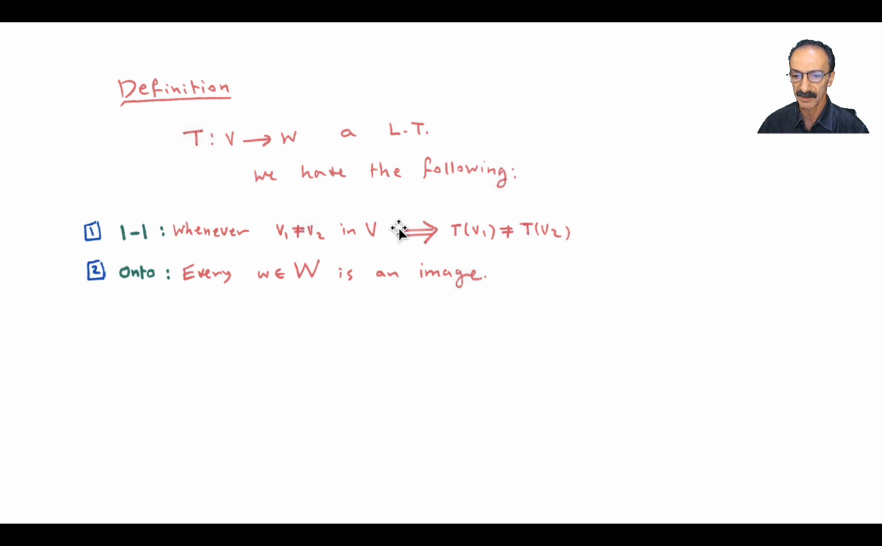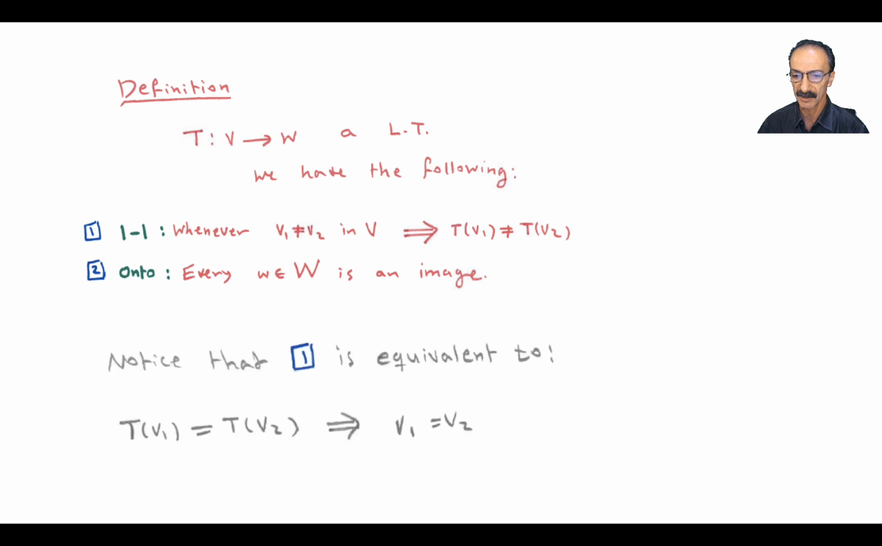The main part is the first one. You have to pay attention to the way it's written. You could see it in another way as follows. Notice that number 1 is equivalent to the following. If these two are equivalent, going back, that will give you these equivalent. That's the definition of one-to-one, which is the other way around of defining functions, if you remember. Let's look at an example.